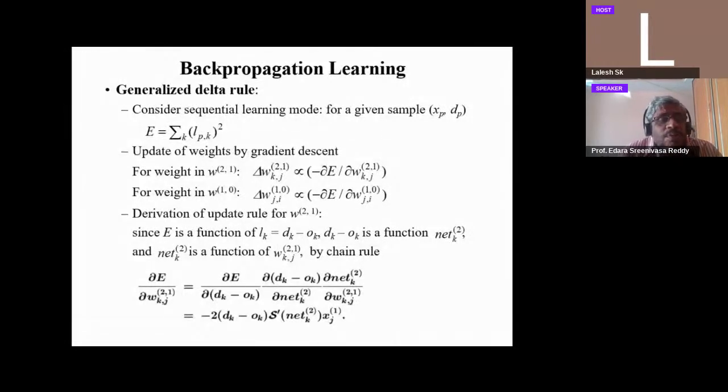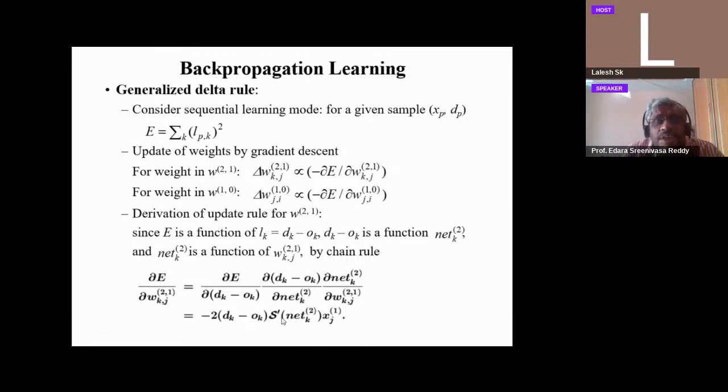So by the chain rule, dou E by dou W can be written as dou E by dou error. Dou error means desired response minus output. Again, this can be written as dou D minus dou by dou net of 2, dou net of 2. Again, dou net of 2 by dou W of 2. So we can cancel these two, and ultimately we get dou E by dou W. So this is equal to minus 2 D minus O, desired response minus output error, and S dash of net 2 into Xj.